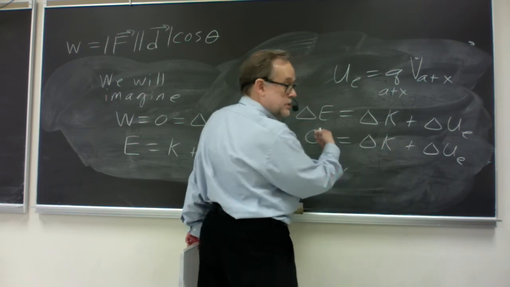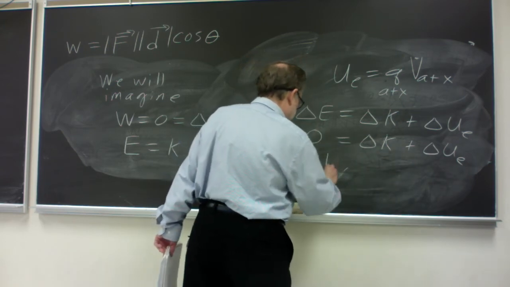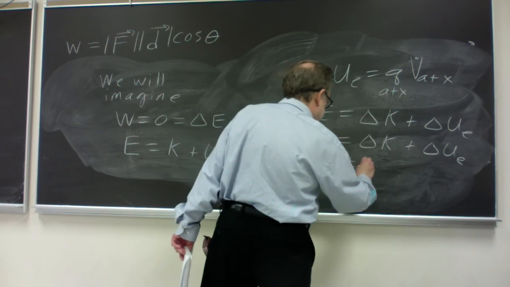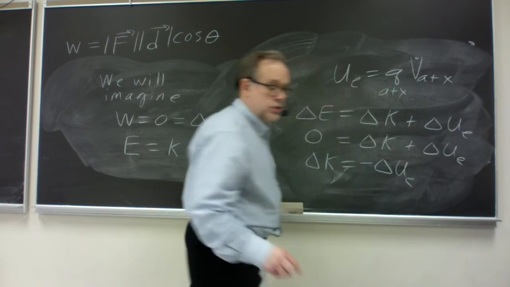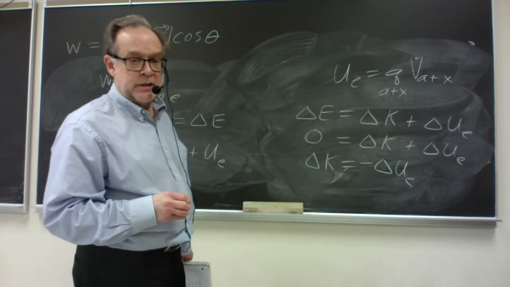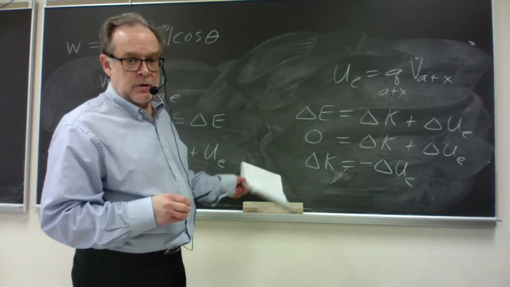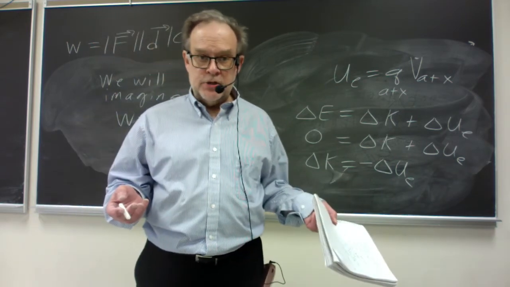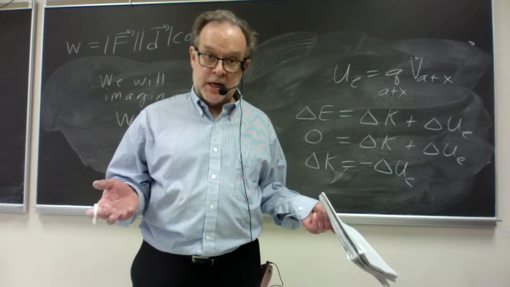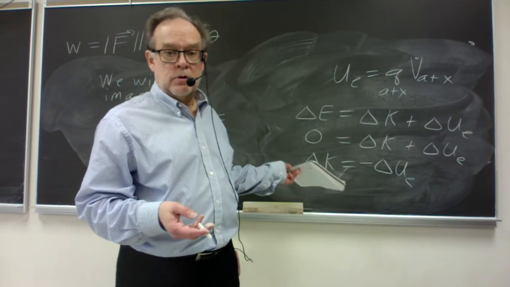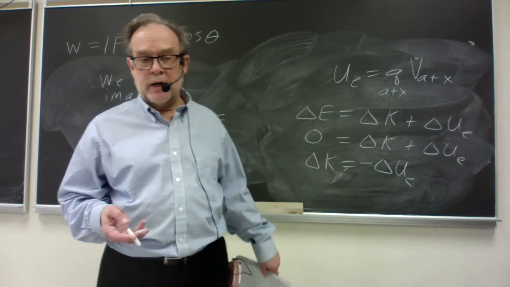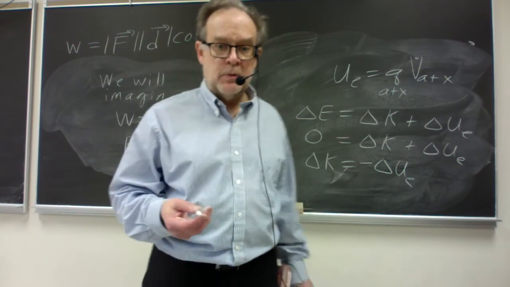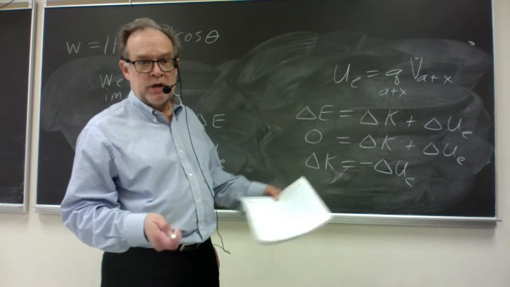Just move one of these to the opposite side of the equation, and we have change in kinetic energy equals minus change in electrical potential energy. The two changes have the same magnitude but opposite sign. When one kind of energy increases, the other one has to decrease by the same amount. That's what this equation says.